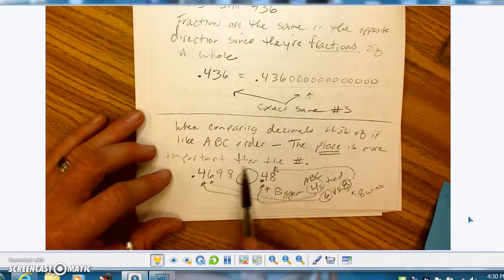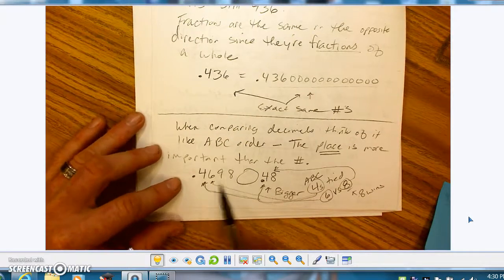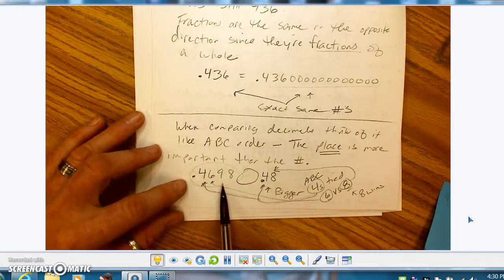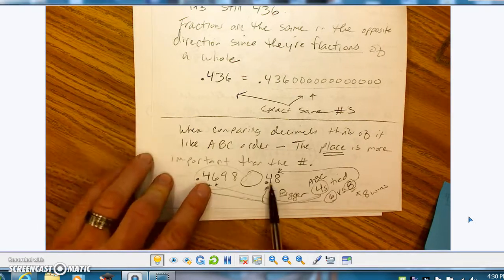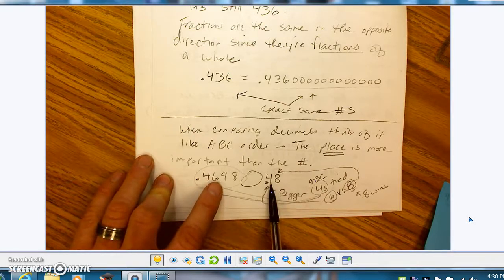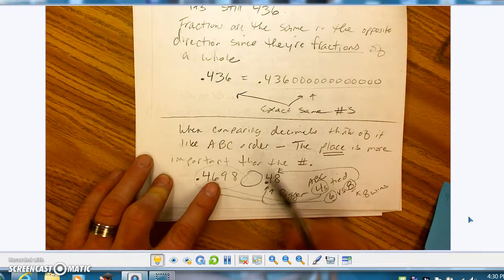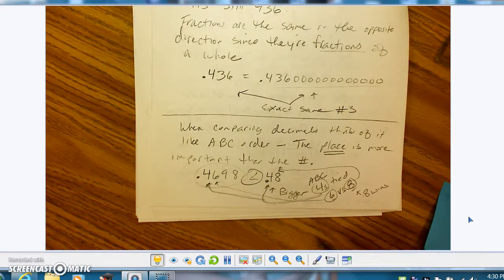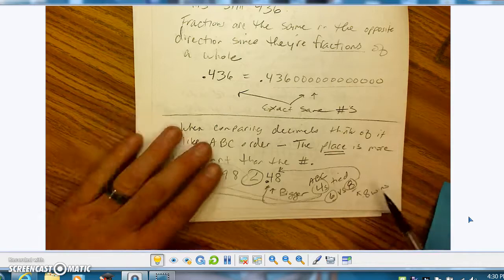Okay, what about when comparing decimals? A lot of kids, when they first start, look at this and they're like, ooh, that's definitely a bigger number. But think of it like ABC order. So compare this guy to this guy. 4 versus 4. Okay, they're tied. Next. 6 versus 8. Ooh, 8's bigger. If 8's bigger, that means he's winning. So this 0.48 is actually bigger than that guy. Because if you did it like ABC order, that's it. It's over.